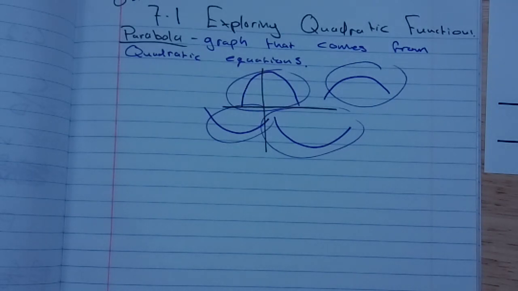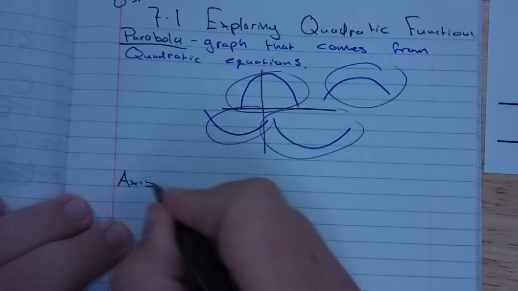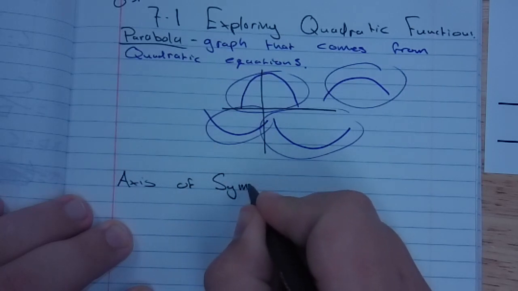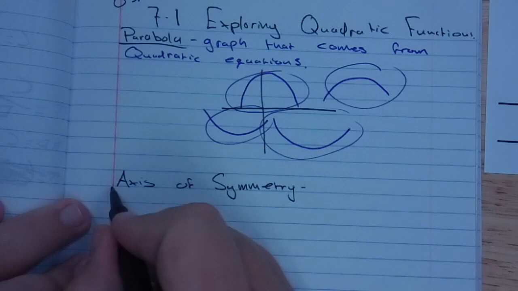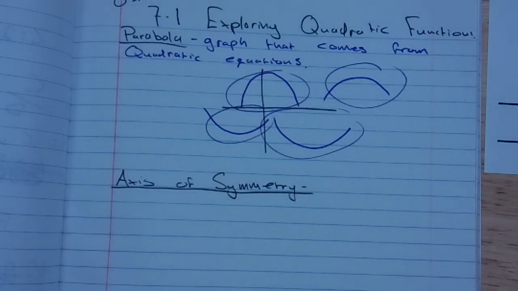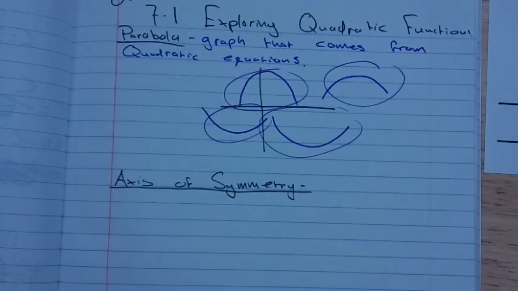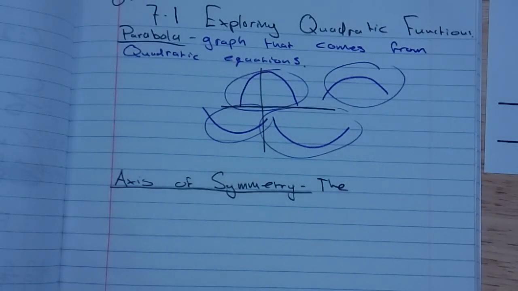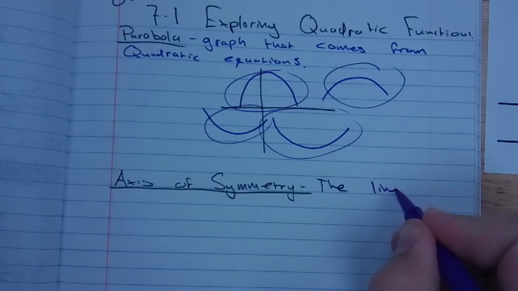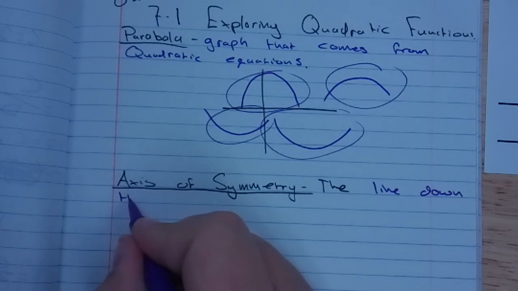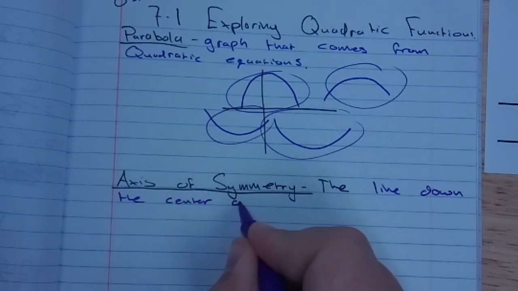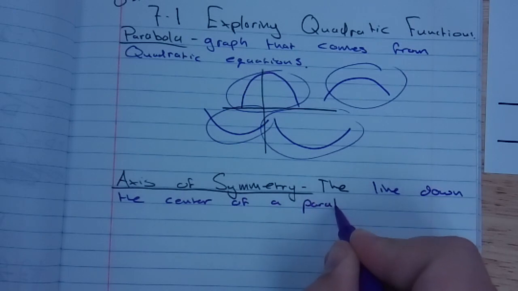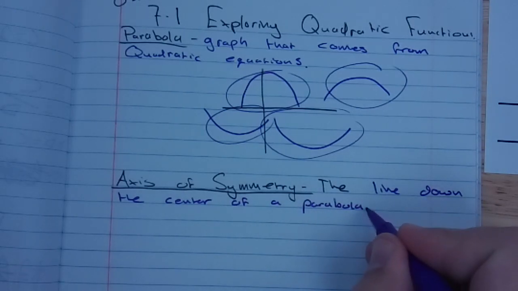It's the graph. Okay? Next thing is we have the axis of symmetry. Each parabola has a line that goes down the middle to where both sides are the exact same. Or just the line down the center of a parabola. And we'll just leave it at that.